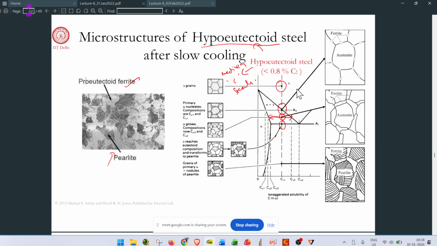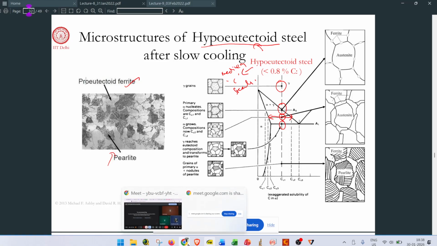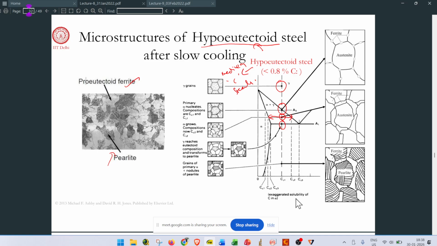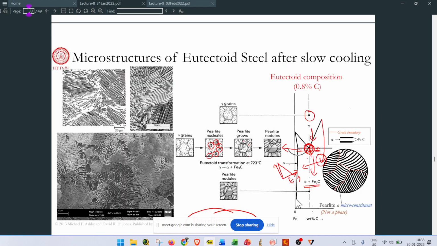Here you can see the hypoeutectoid region. In the gamma region, ferrite forms and starts growing, and between it the pearlite forms. This is the microstructure of hypoeutectoid steel. Till now okay? Okay, fine, sir. Let's go further.